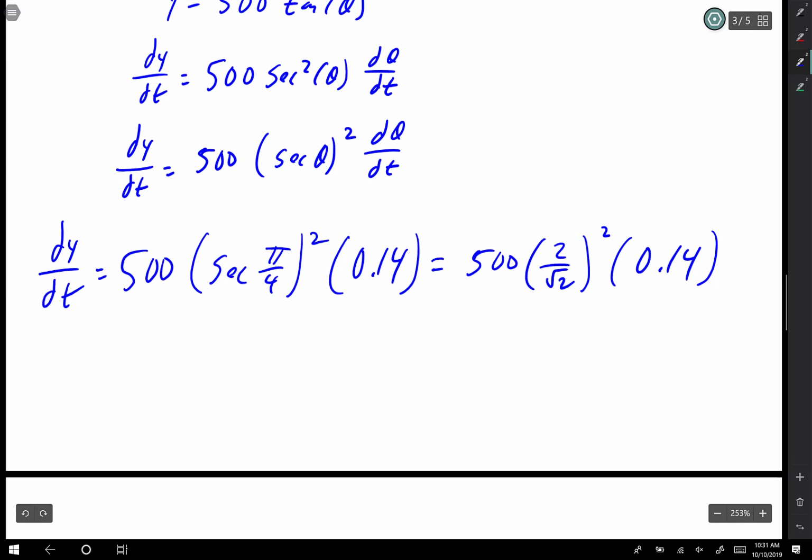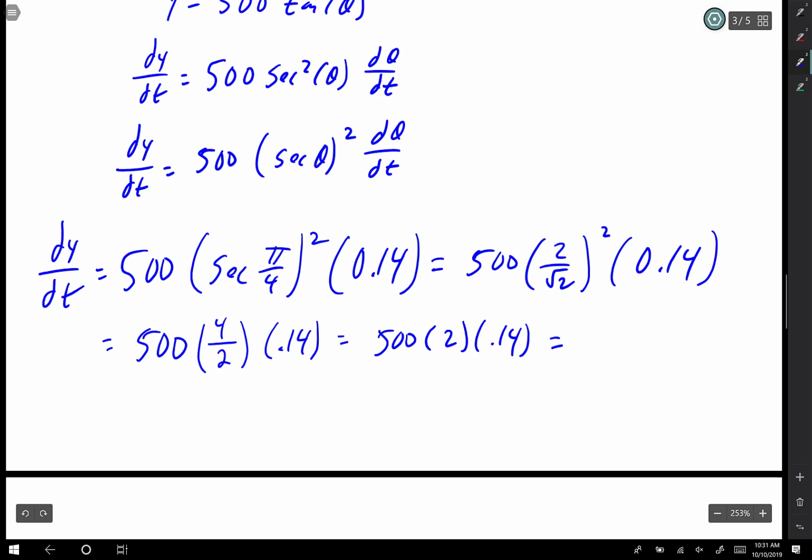All right, finally, here's my final answer. 500 times 2 squared is 4. Square root of 2 squared is 2. 0.14. So 500. You don't have to be this specific if you just want to go right to it. So 1,000 times 0.14. I want to say that's 140. Someone check for me, just in case. No, it's 100 times 0.14.